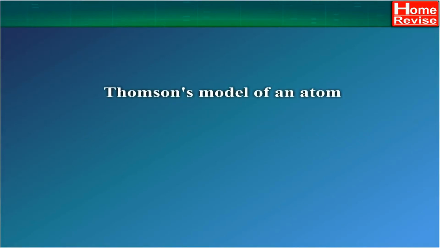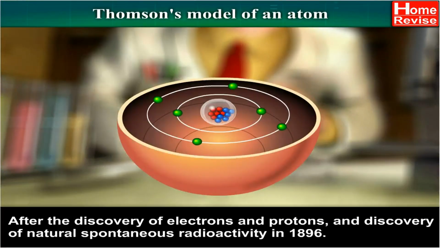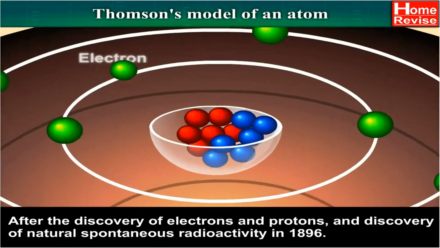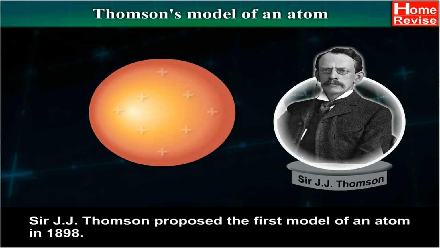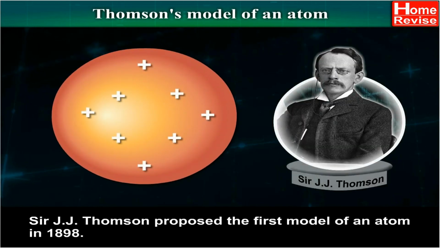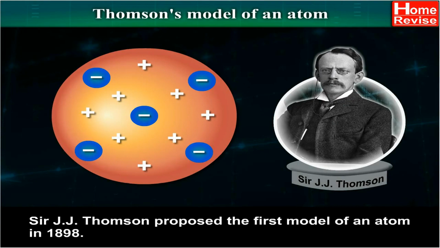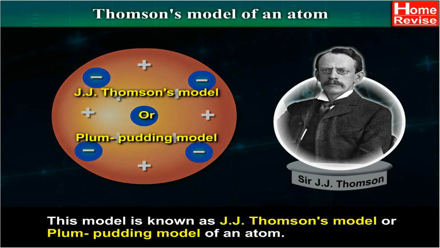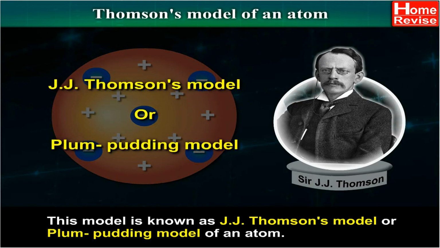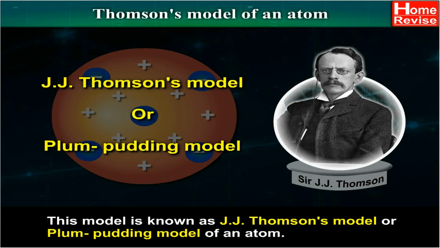Thomson's model of an atom. After the discovery of electrons and protons and the discovery of natural spontaneous radioactivity in 1896, Sir J. J. Thomson proposed the first model of an atom in 1898. This model is known as J. J. Thomson's model or the plum pudding model of an atom.